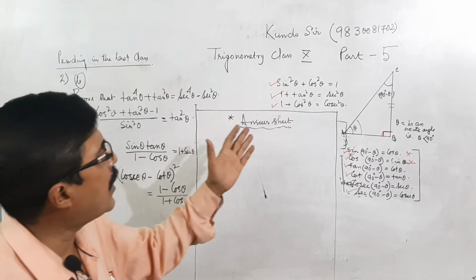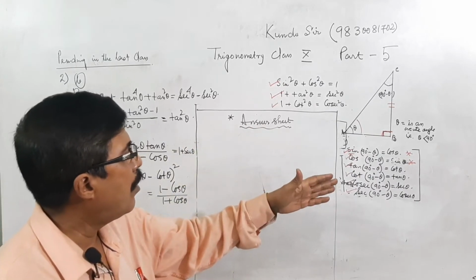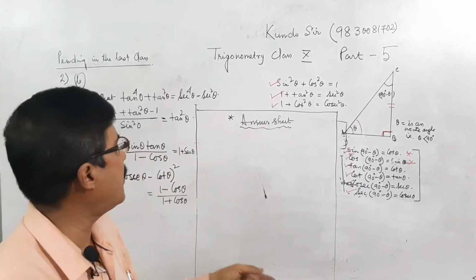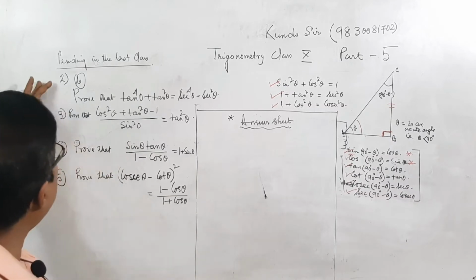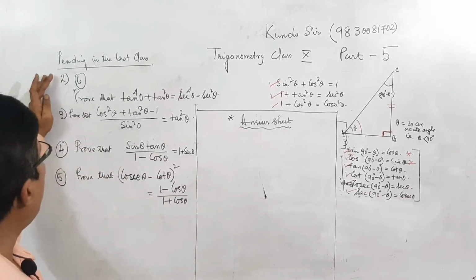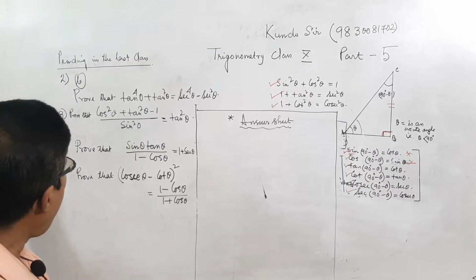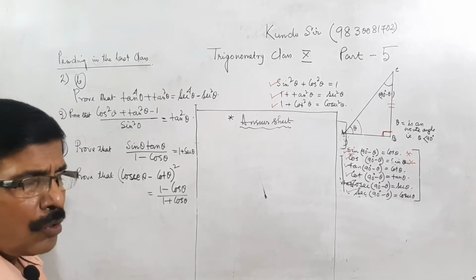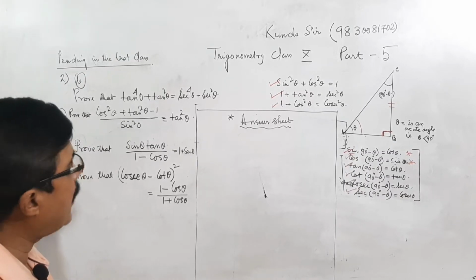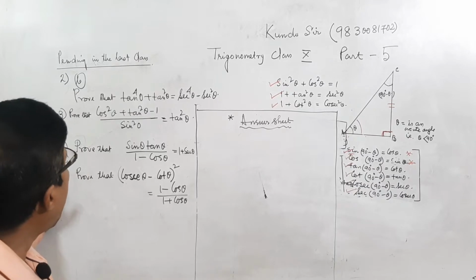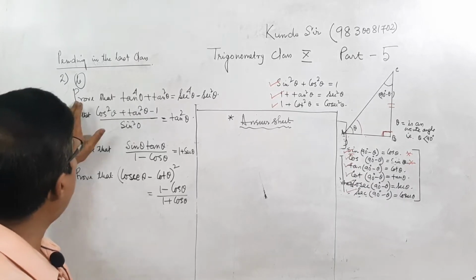First, all the formulas are still written on the right-hand side, and we have taken the pending problems 2b and 3, and I have added two more problems, 4 and 5. Now I am starting to solve.